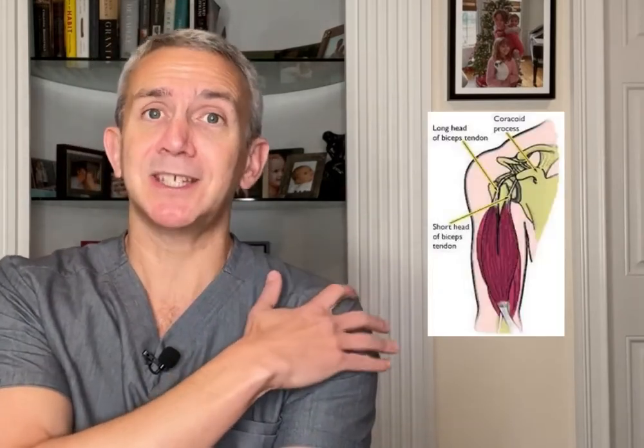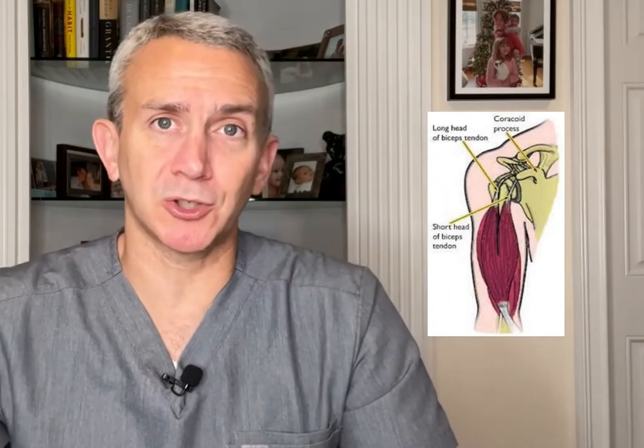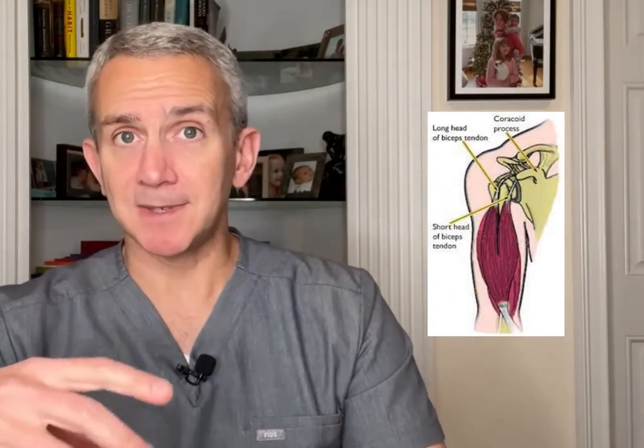Now, biceps tendonitis is another common cause of shoulder pain. The long head of the biceps runs up through the bicipital groove in the humerus and attaches to the top of the glenoid, or shoulder socket. Sometimes this tendon can become inflamed. Biceps tendonitis is most common with overuse injuries in sports that require repetitive overhead activities like swimming, tennis, baseball. Biceps tendonitis generally presents with pain in the front of the shoulder.